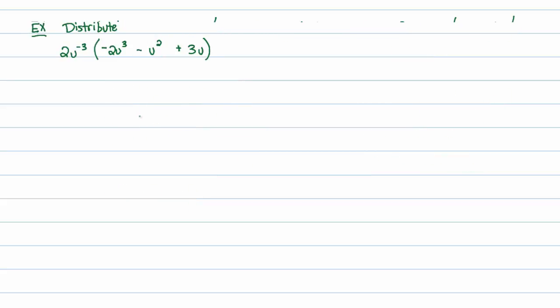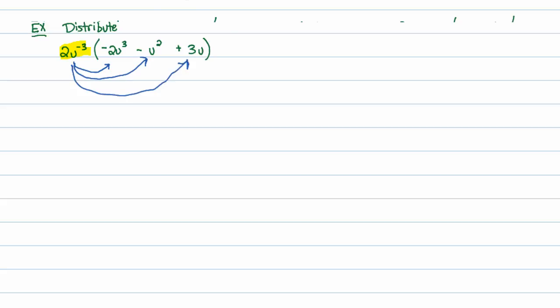Having gone through one example, let's just try another one here. I'm going to go ahead and distribute 2u to the negative 3 times the quantity, negative 2u to the third minus u to the second plus 3u. And remember, distribution is just multiplication. You just take this initial factor here, 2u to the negative third, and you distribute it to each of the objects inside the parentheses, so each of the terms in here.